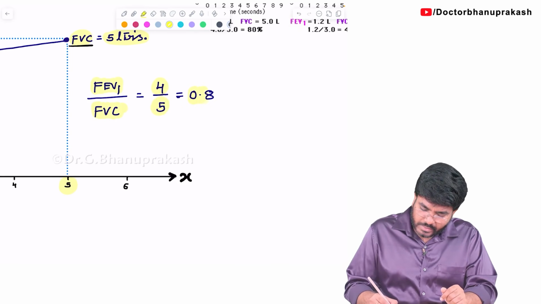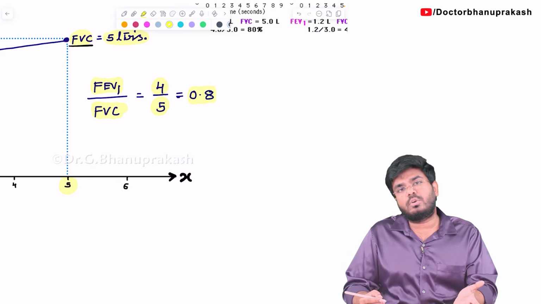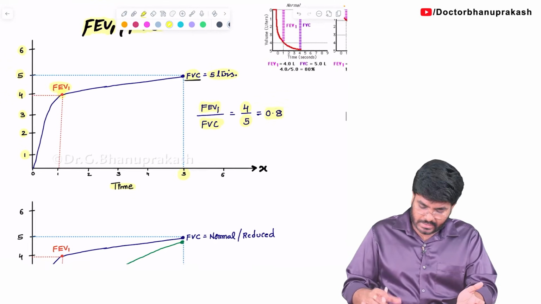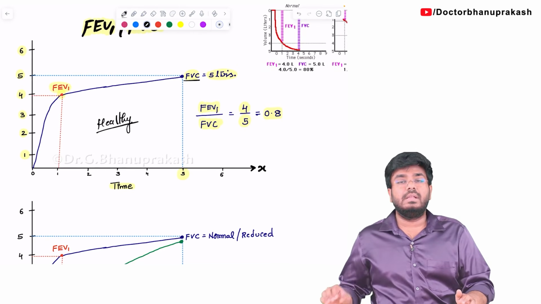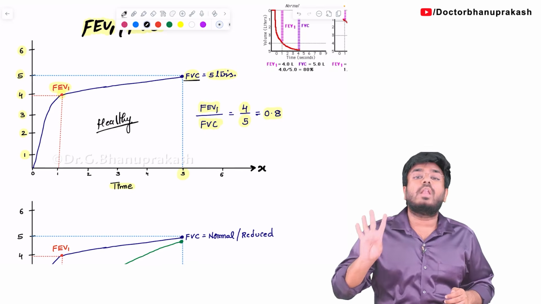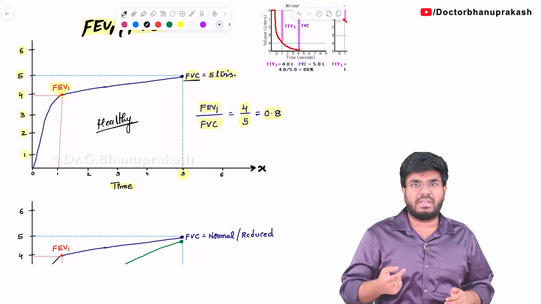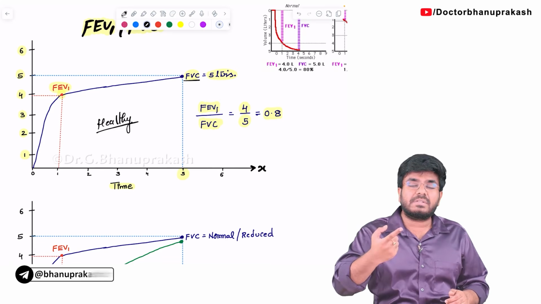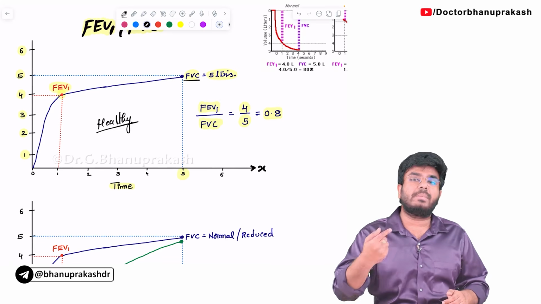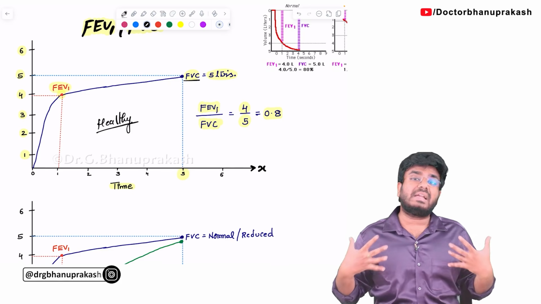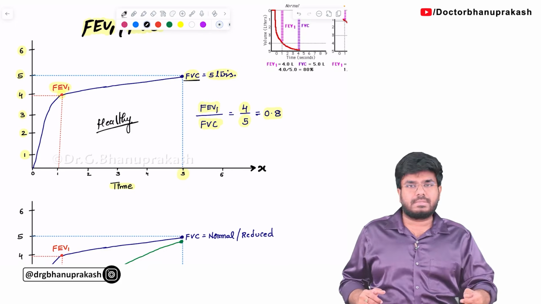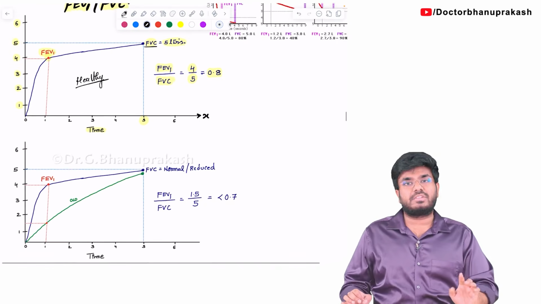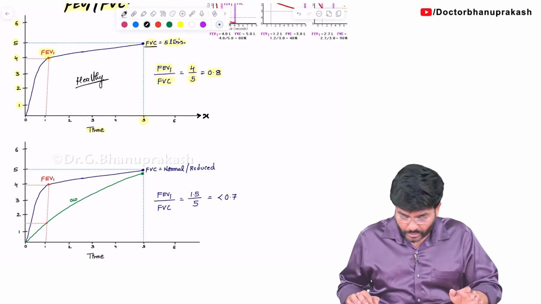So how much will be the value? 80% or 0.8. So what I am trying to say, in a healthy individual, guys, this is all about the healthy individual. In a healthy individual, if he is taking out 5 liters of air, almost 80% will come out within 1 second. I have that much capacity to take 80% of the air out of the lung within 1 second. So done. Normal FEV1 by FVC ratio is 80% or 0.8.